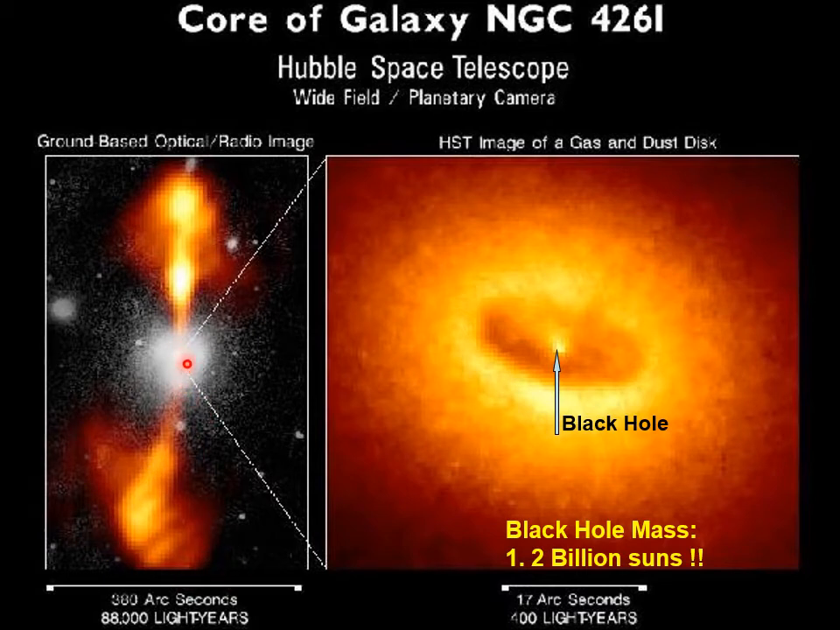But if we zoom in on the center here, this is actually taken with the Hubble Space Telescope, we can see the evidence of where this black hole sits, and this is a kind of a cool picture of it as well. And this black hole has a calculated mass of 1.2 billion suns.